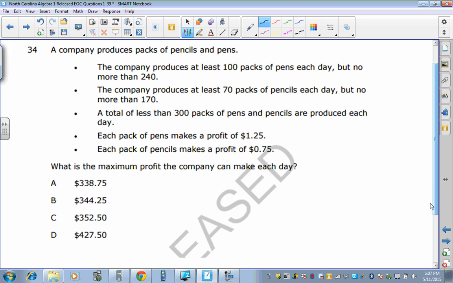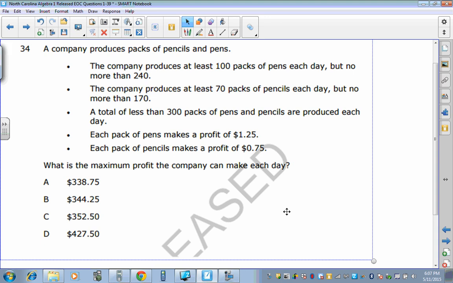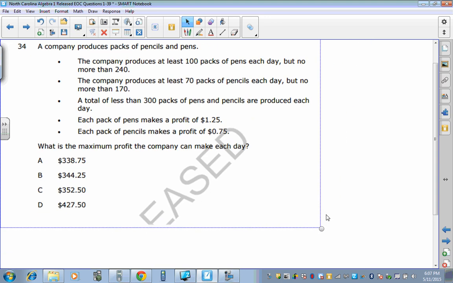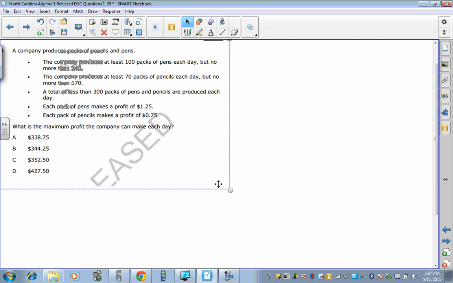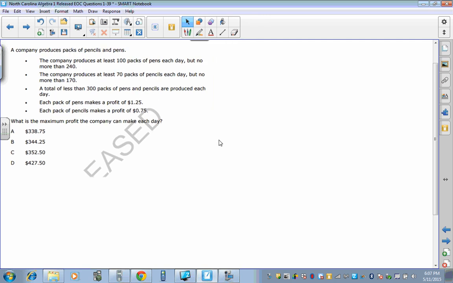Okay, and number 34 is a constructive response question on steroids. It is a major question. It's worth talking about, though. Okay. All right. What you've got here is a system of linear inequalities.